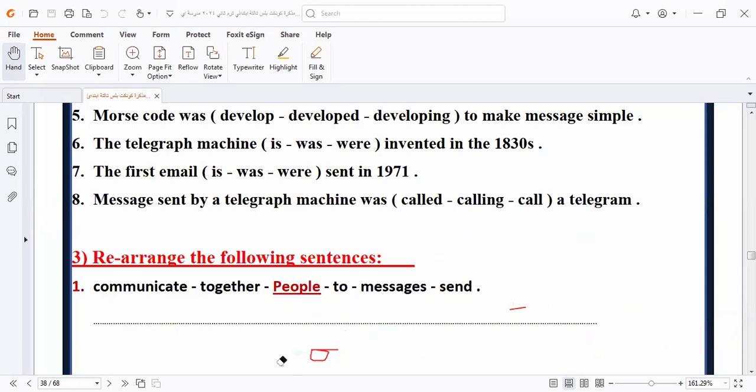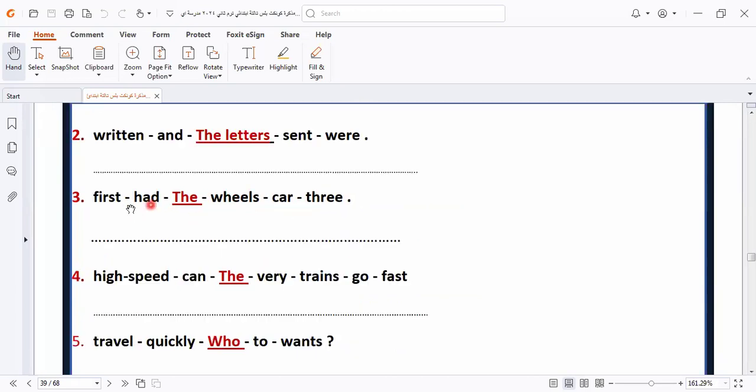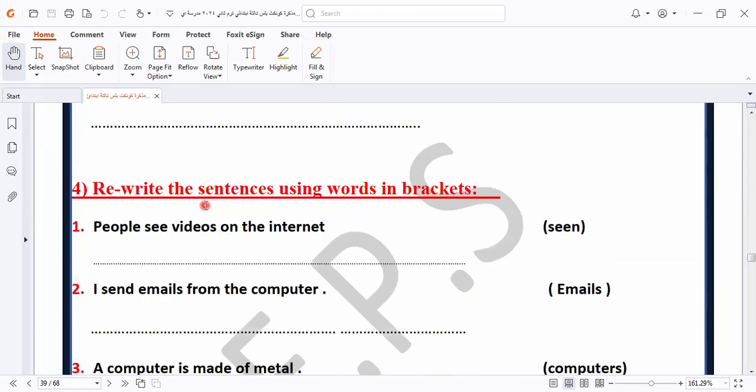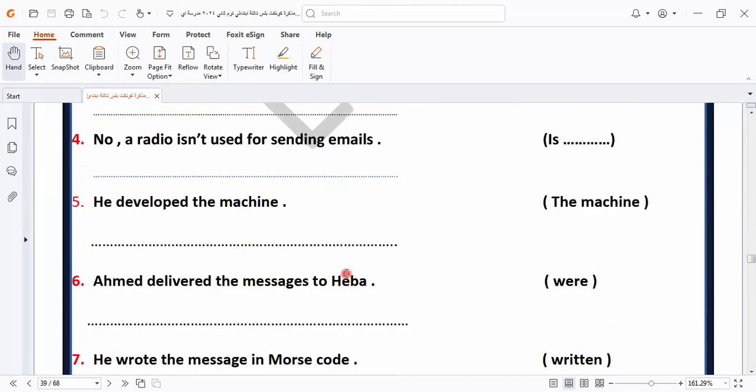Let's do another one. Written and letters sent. So it will be the letters were written and sent. The first car had three wheels. Okay, I will leave the two sentences as homework. Let's go to answer the questions below.